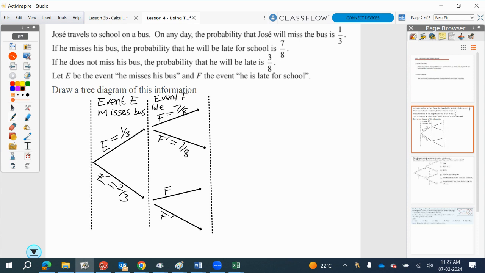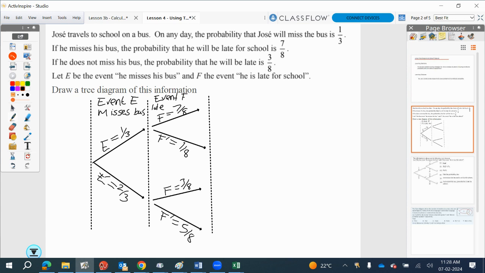Sorry, I want to check that. If he doesn't miss the bus, oh, have we got this in the wrong place? No, misses the bus. He doesn't miss the bus. We come down here. So if he doesn't miss the bus, the probability that he will be late is 3/8. So what's the probability of not being late? 5/8. So this is the tree diagram and how it looks.